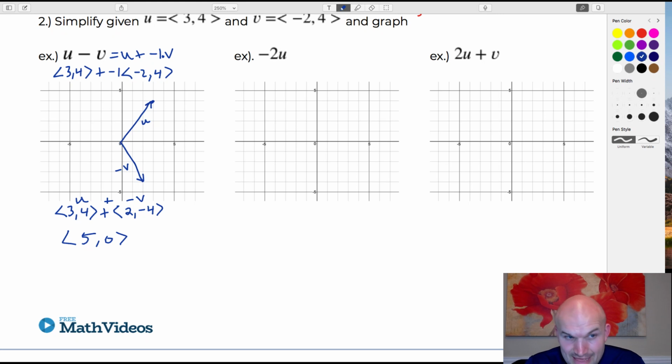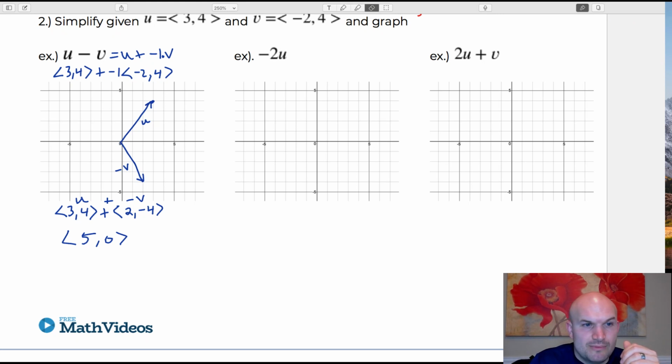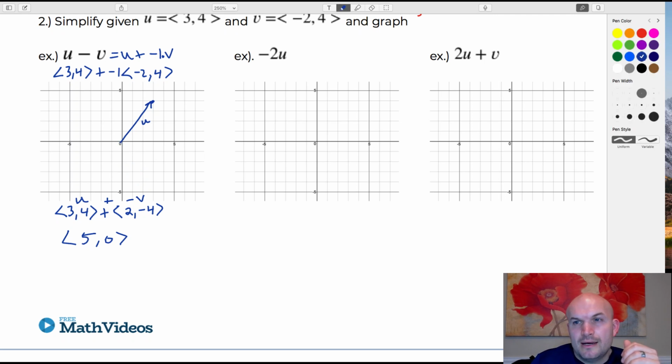Now when I add these together, or when I do a tail to head, actually, you know what? Let's do this in a different color, because I think that will make sense. Let's do this in purple. So that's at 2, negative 4. Okay, so there's negative v. Now, the resultant vector we figured out to be 5 comma 0, which I'm going to give green.